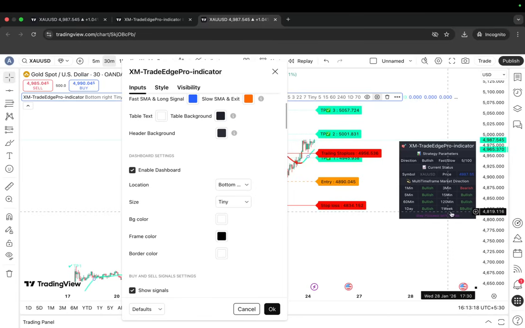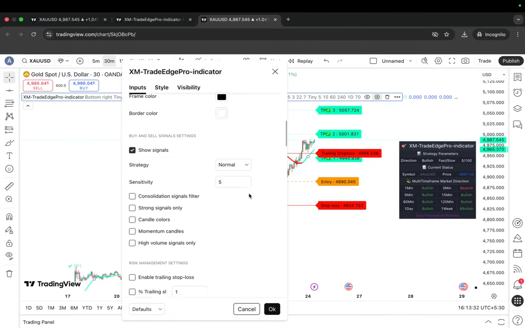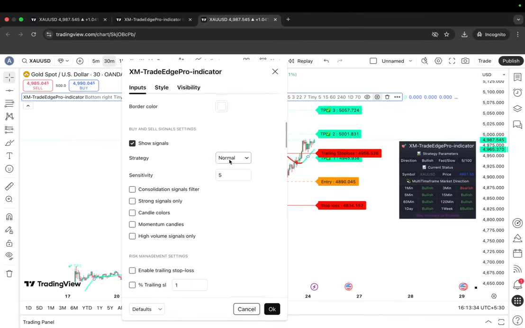So if the daily or weekly is bullish, then on a smaller time frame you can take bull or long trades. If it is bearish, then you can take short trades, and that too only strong sell and strong buy. Now this is a very normal strategy.